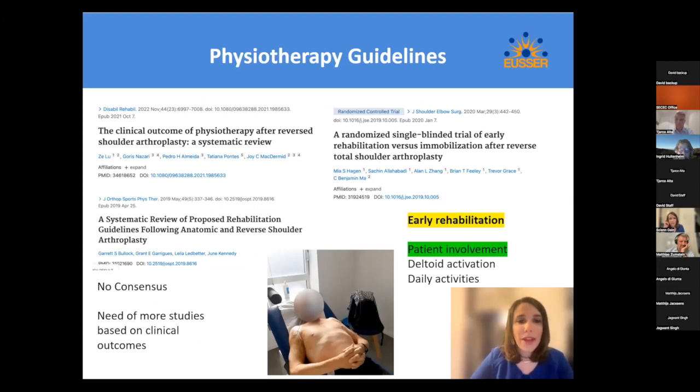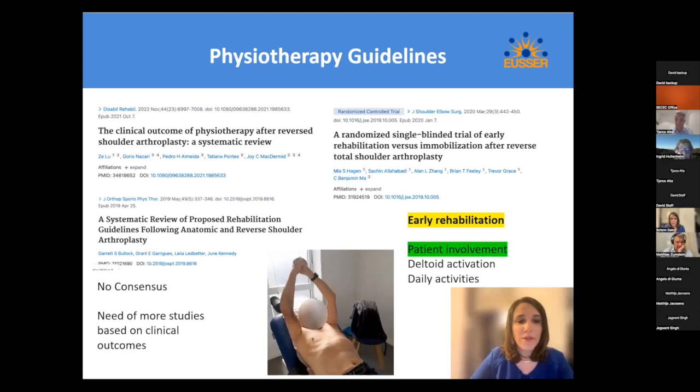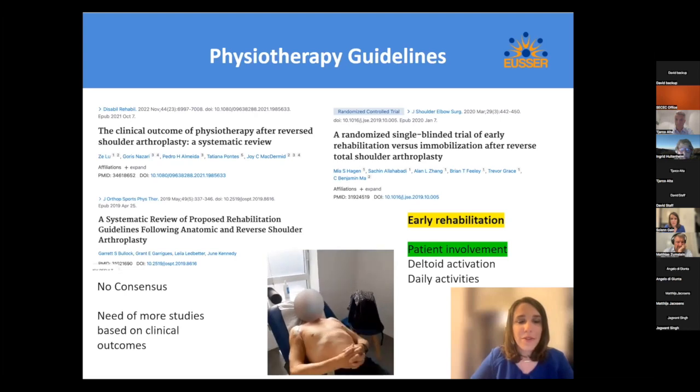One study compared early rehabilitation to delayed rehabilitation after 6 weeks. There is no difference between the two groups. But we think early rehabilitation is positive for the patient. It can improve patient involvement in rehabilitation. It can improve deltoid activation, and it can help the patient in daily activities. So in our protocol, we begin rehabilitation very early, the day after surgery, and the patient can do active assisted exercises.